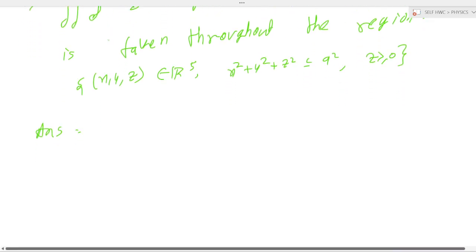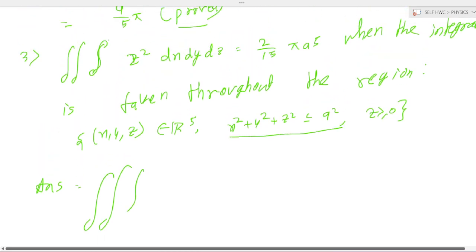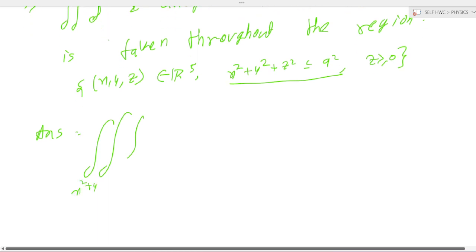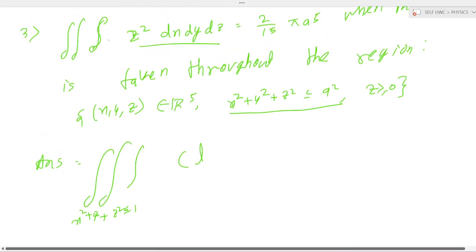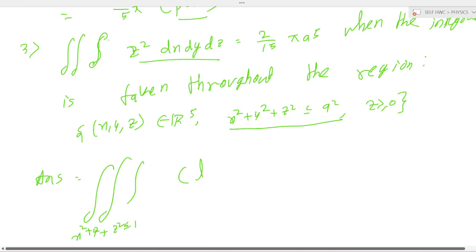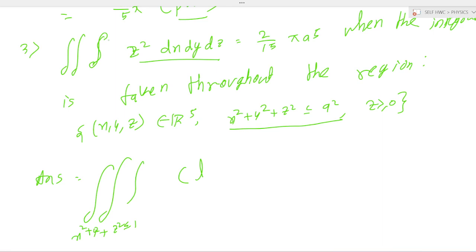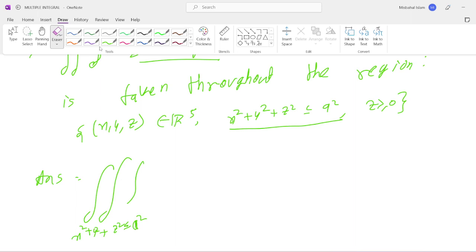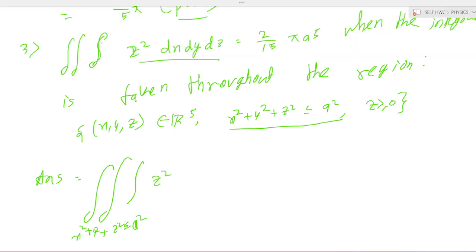Okay, so this given question, it is triple integration. And this boundary x square plus y square plus z square less than equals to a square. Sorry, less than equals to a square, and this value is z square into dx dy and dz.